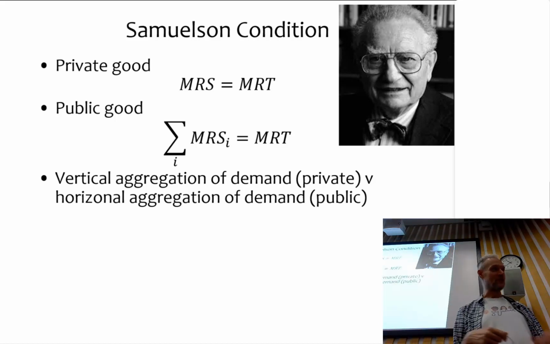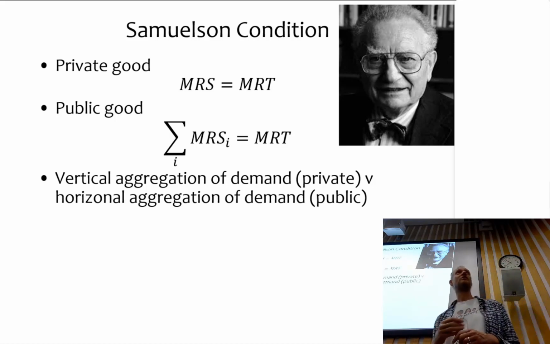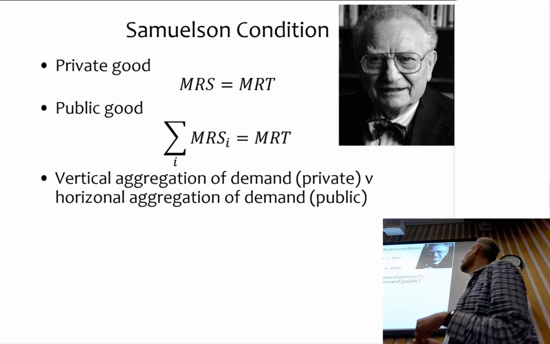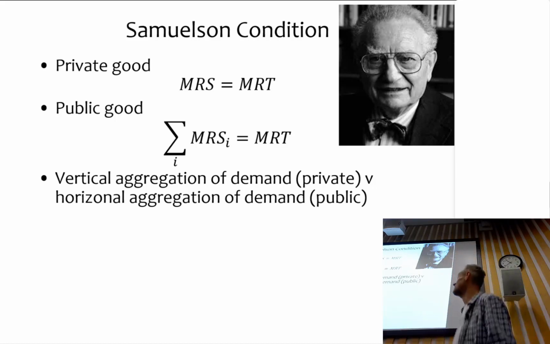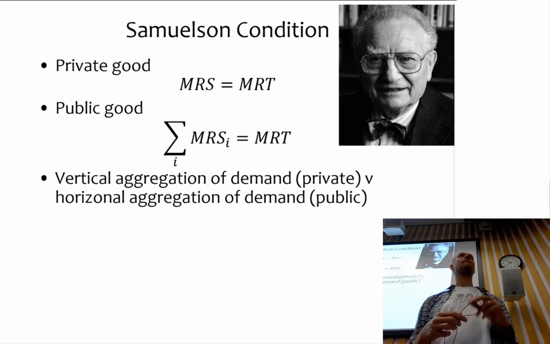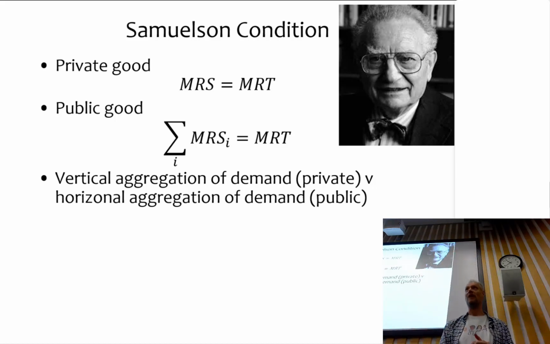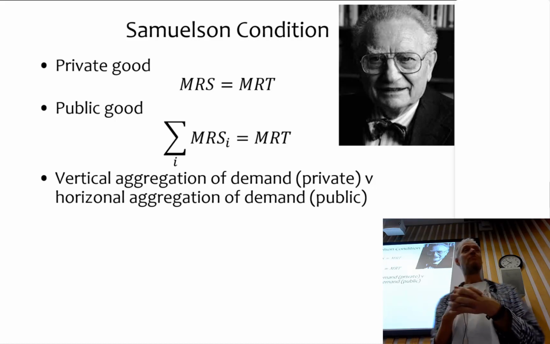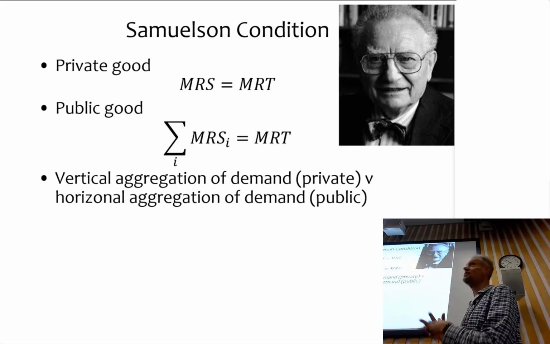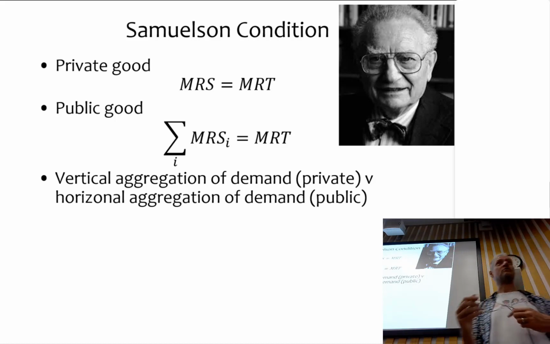And one of the things that he showed is that the efficiency condition, allocative efficiency that we talked about last week, product mix efficiency, that the marginal rate of substitution should be equal to the marginal rate of transformation, is a condition that holds for private goods and for private goods only. For public goods, the marginal rate of transformation, that is the production side of things, should not equal the marginal rate of substitution, but rather the sum of the marginal rates of substitution.